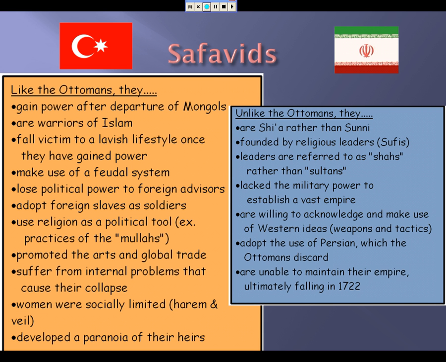This is a good one for your chart. The Safavid rulers are called Shahs rather than sultans. So please be careful of trying to use the word sultan interchangeably, because you can't.